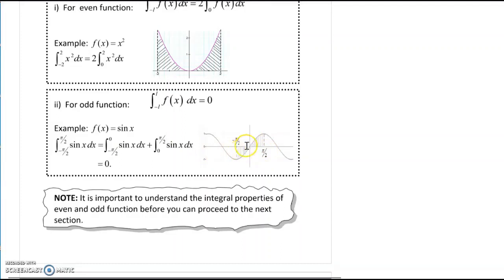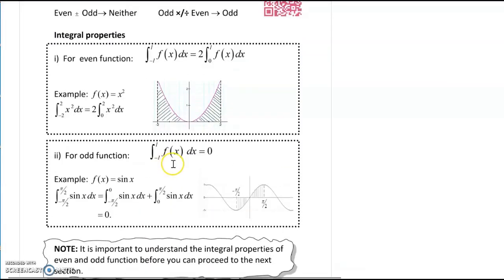If we solve the integral at the left part here, most likely we will get the negative value, and at the right part here we'll get the positive value. Then when we add up, it will be equal to 0. For example, the result of the left part here is negative 2. The right part is supposed to be positive 2. So when you add up, it will be 0. That's the property of the odd function.